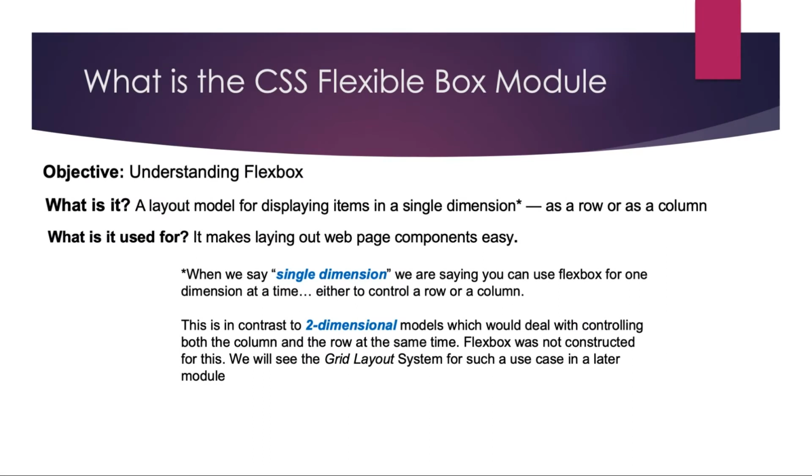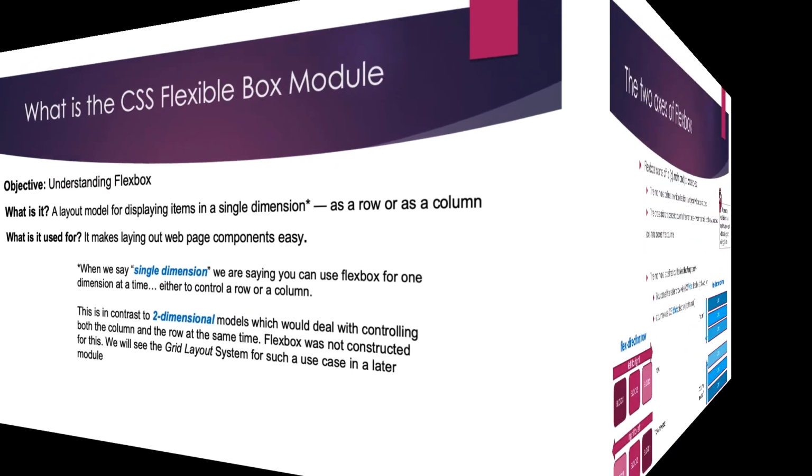So Flexbox is a layout model for displaying items in a single dimension, as in a row or a column. So when we say single dimension, we are saying you can use Flexbox for one dimension at a time. So either the row or the column. This is in contrast to a two-dimensional model, which would deal with controlling both the column and row at the same time. Flexbox wasn't constructed to do this. We will see that we have another system for doing this called the grid layout system in a later class. It makes laying out web page components easy.